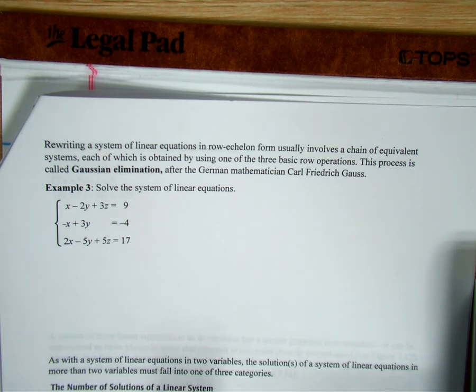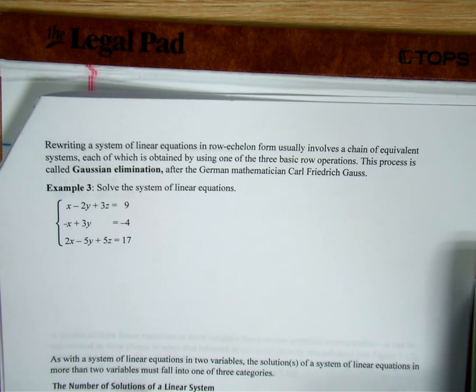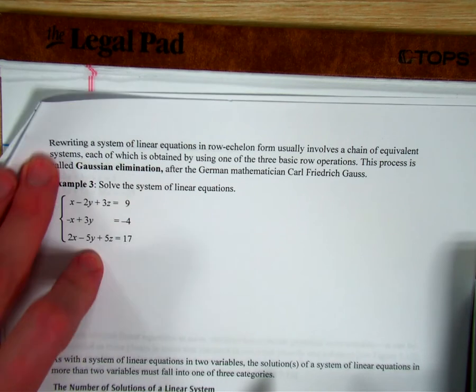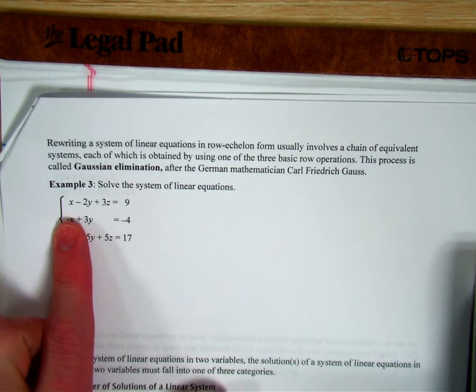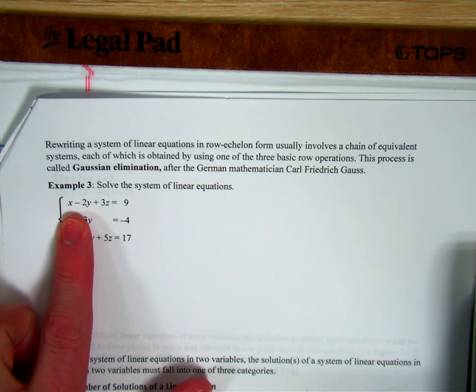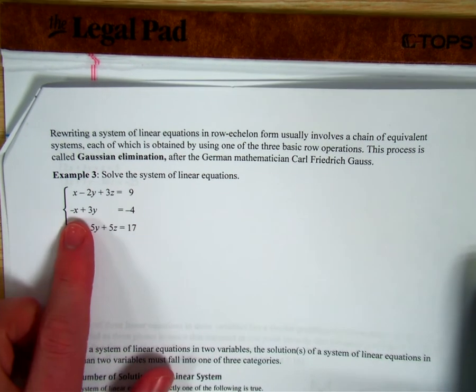There is a lot of writing, so let's make sure we try to write nice so we can read our writing and don't lose any negative signs. I don't have very good handwriting either. Okay? So, remember, we want it to be stair steps with 1x, 1y, 1z. So I like that we have a 1x here already. So now I want to get rid of the x's below it.